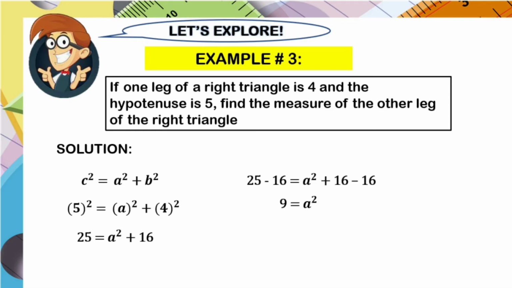Simplifying, we have 9 is equal to a squared. Then, we get the square roots of both sides of the equation. Solving, we have 3 is equal to a. Therefore, 3 is the measure of the length of the leg of a right triangle whose hypotenuse is 5 and the measure of the other leg is 4.